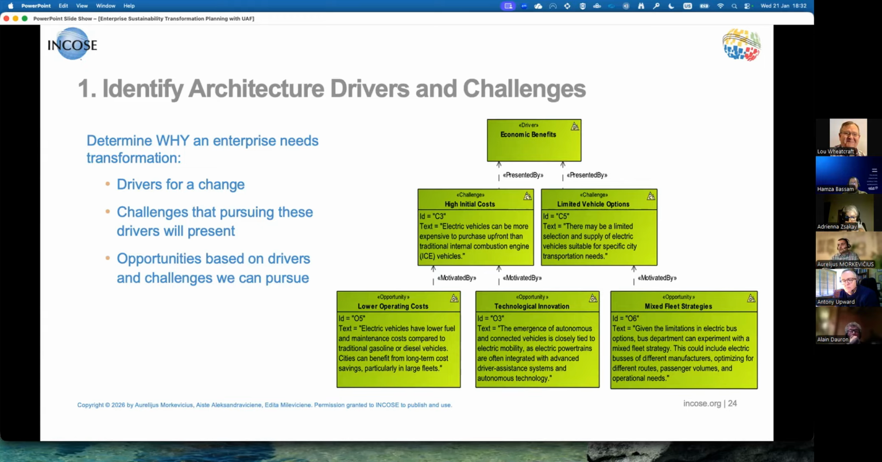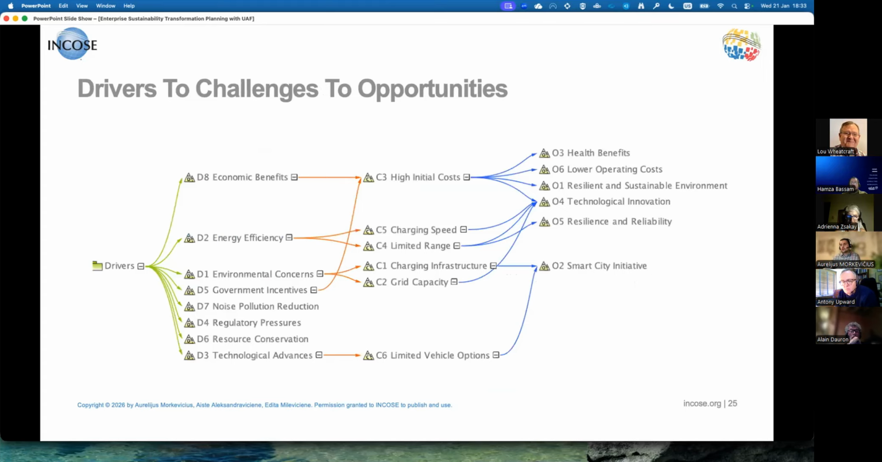However, these challenges also bring some opportunities. Okay, it's high on initial cost, but it can be lower on the operating cost in the future. So we need to consider that. Also, the technological innovation that we can get, like for limited vehicle options, we can also consider some mixed fleet strategies, and consider having buses produced by different manufacturers. That, of course, can again bring some challenges in the way we maintain them, the way we charge them. But this is for the trade-off that we can do when we go down to the resources layer.